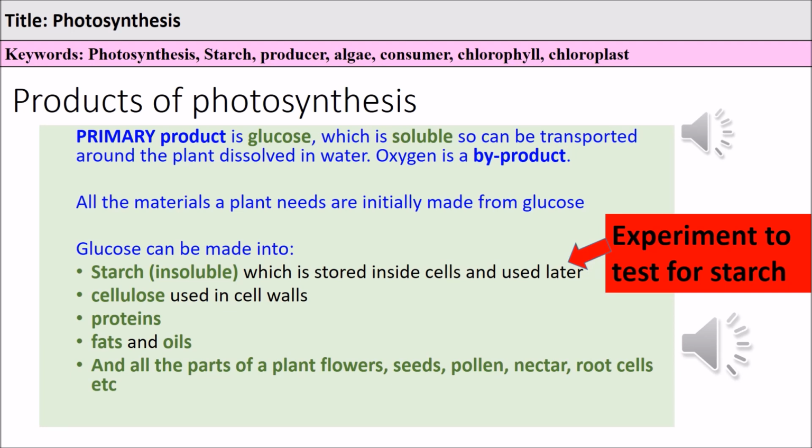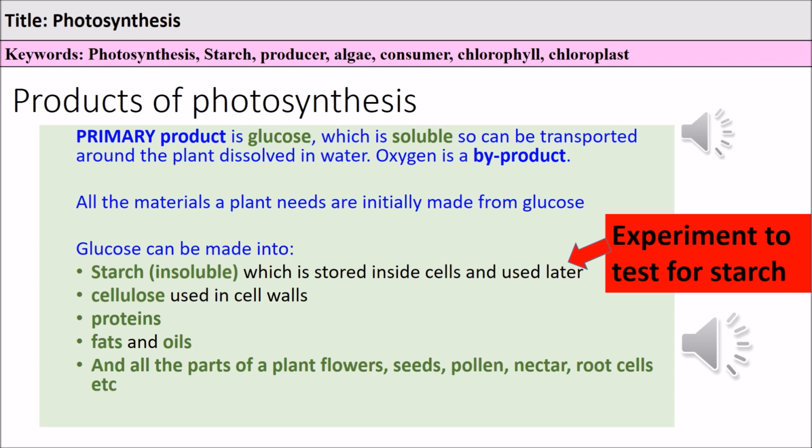So during photosynthesis, it makes glucose. The whole point of the plant doing this is, unlike us, plants can't go out and just eat food. They have to make their own food. So their primary product is this sugar called glucose. This is soluble, so it means it dissolves in water. So it can be carried up and down the plant stem to wherever the plant needs it for growth, repair, making seeds, fruit, flowers.